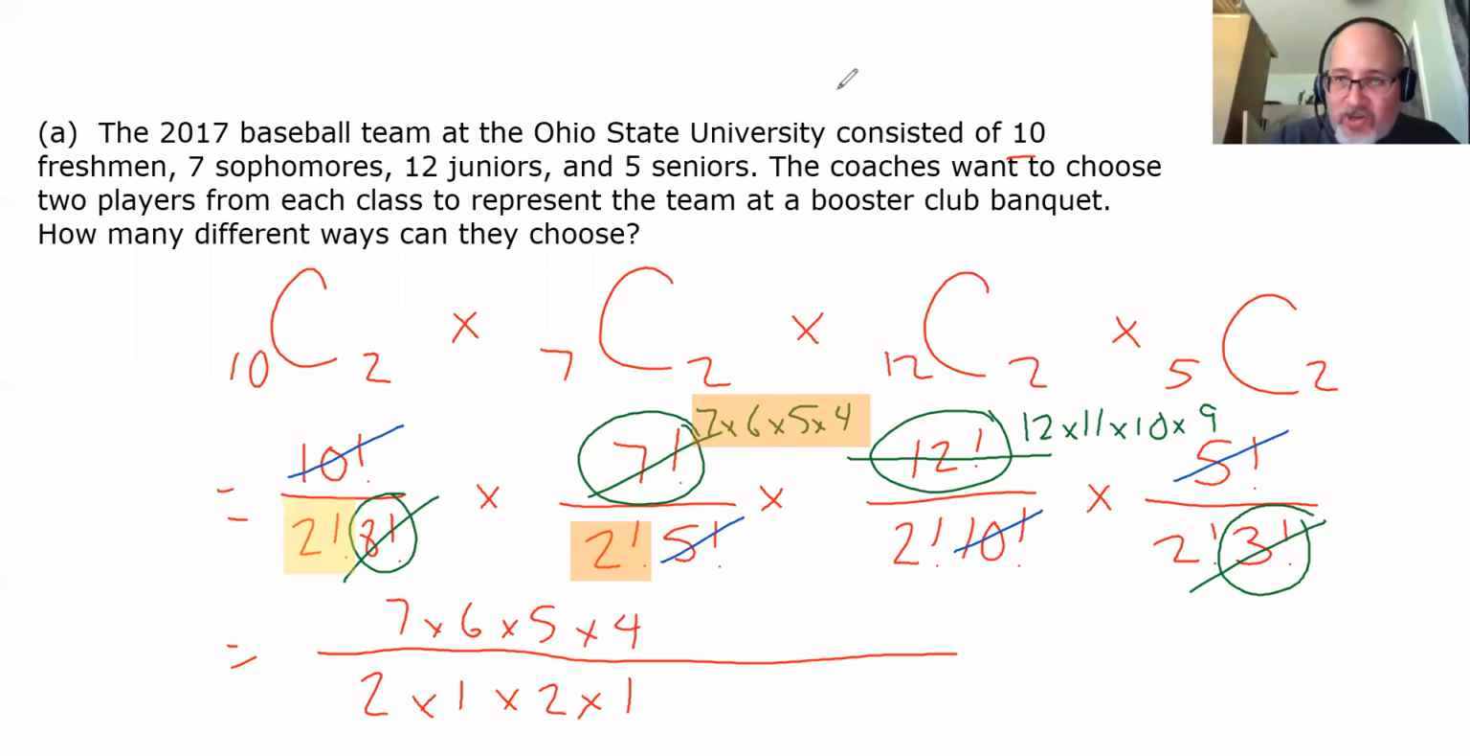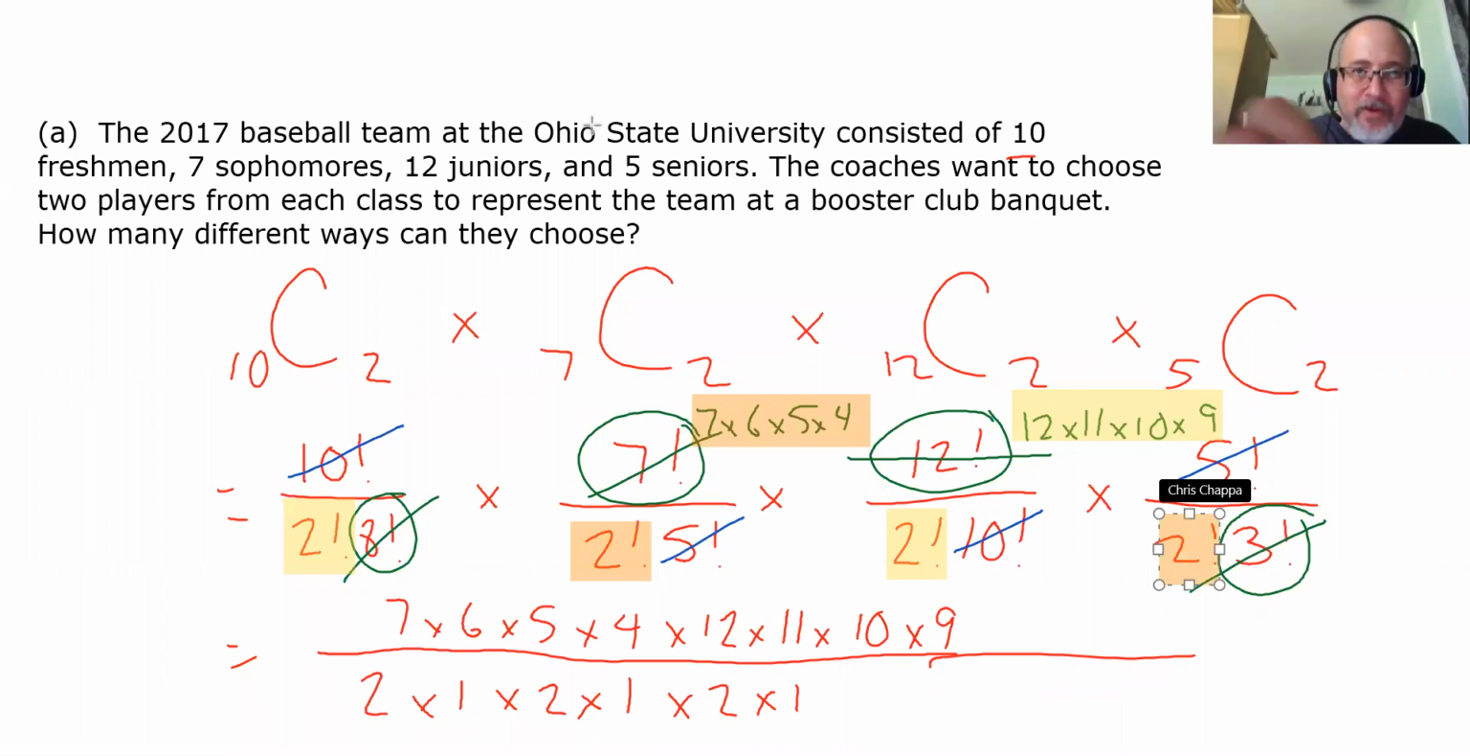In the third fraction, we have the 12, 11, 10, 9 left, as well as the 2 factorial. So let's bring all that over. 12, 11, 10, 9, as well as the 2 factorial. And then in the last fraction, we have nothing left on the top and a 2 factorial on the bottom. So let's spell out the 2 factorial.